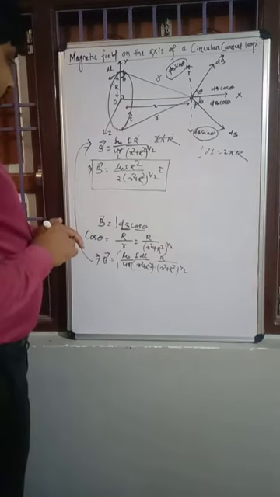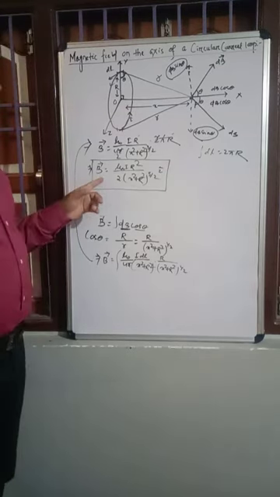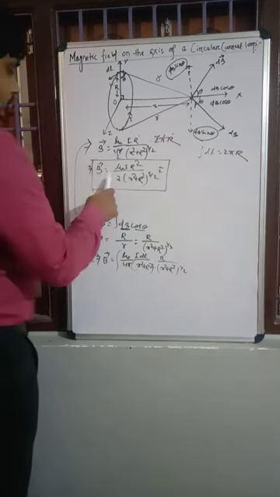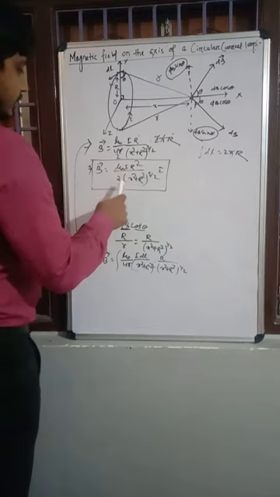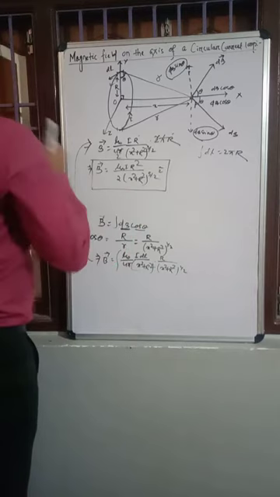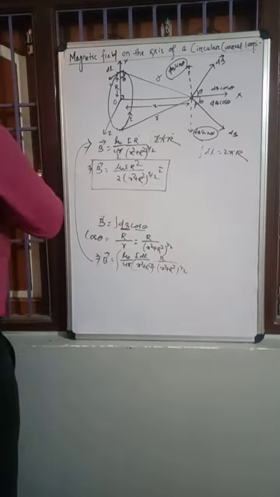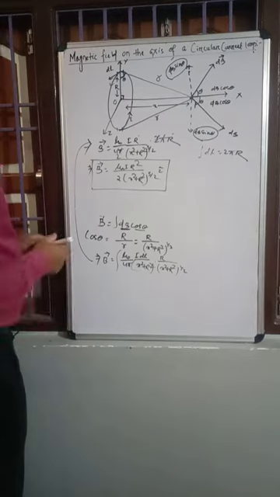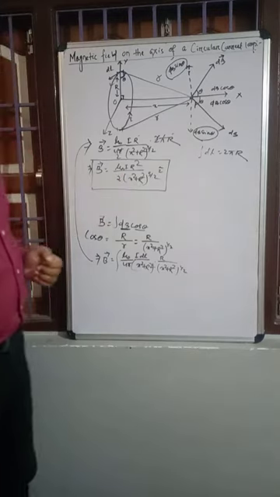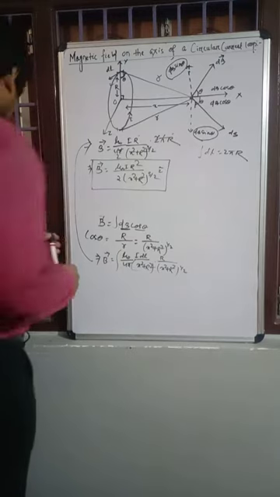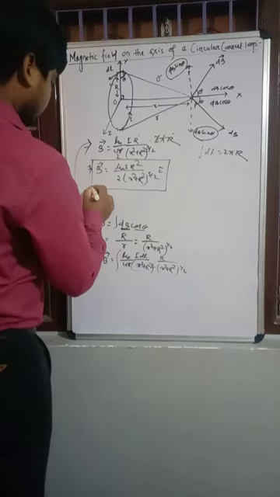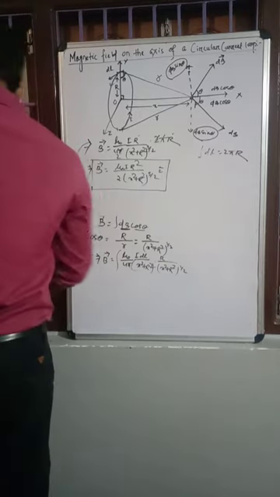So this is the expression for magnetic field due to a current carrying loop at any point on its axis: B vector is equal to mu naught I r square divided by 2 whole into (x square plus r square) to the power 3 by 2, into i cap. And the magnetic field will be along the x axis. Let's note it down.